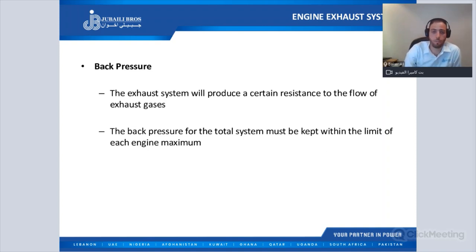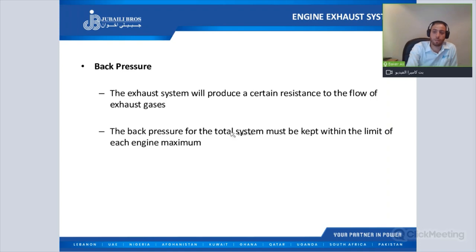Now we'll talk about the back pressure. The exhaust system will produce a certain resistance to the flow of exhaust gases. So if we have an exhaust system installed along with the generator, and you know there is a flow coming from the engine to this exhaust system, our own exhaust system will produce a certain resistance to this flow. We call this back pressure.